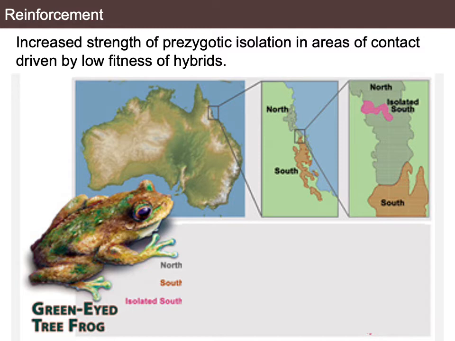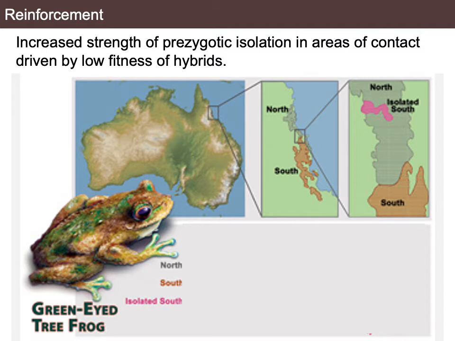Here we're going to talk about reinforcement. This is a clear illustration of the strength of that selection and the implications of making decisions that would result in hybrid offspring of lower fitness. So reinforcement clearly demonstrates this principle in that we have increased strength of prezygotic isolation in areas where two different species come into contact. And this increased strength of prezygotic isolation happens because hybrids have lower fitness.